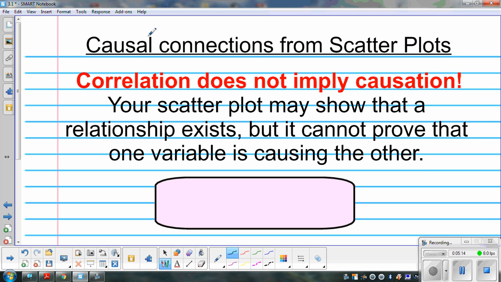So in your notes, you are going to write this title, Causal Connections from Scatterplots. This expression right here in red is key. Correlation does not imply causation. Just because it looks like a rising line or a falling line does not mean whatever's on the x-axis causes the numbers on the y-axis to change. This will make sense as soon as we see an example. So when you have this statement written down, go ahead and move on to the next slide.